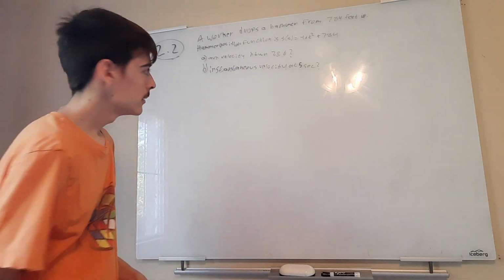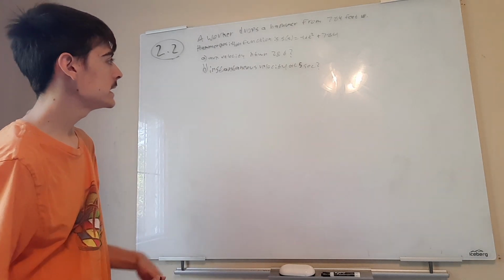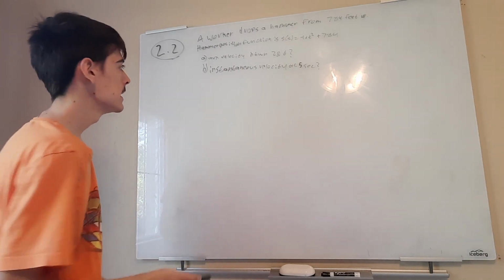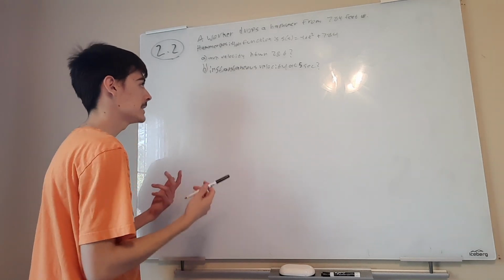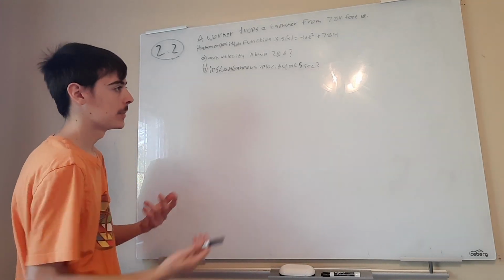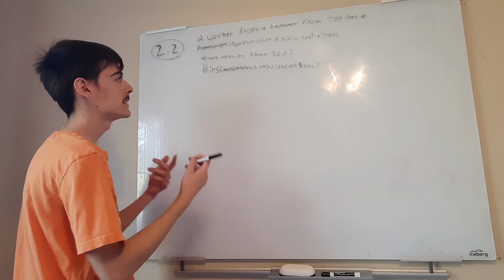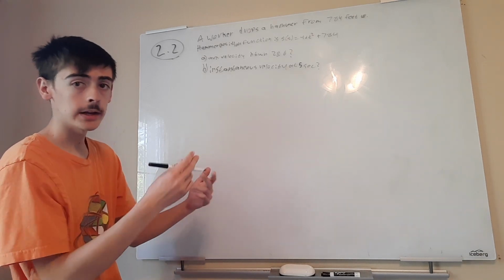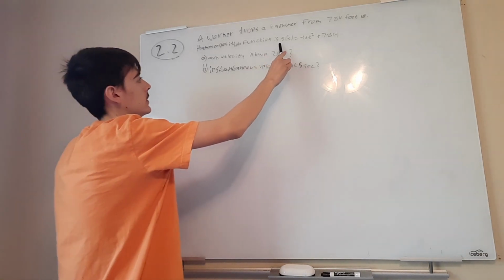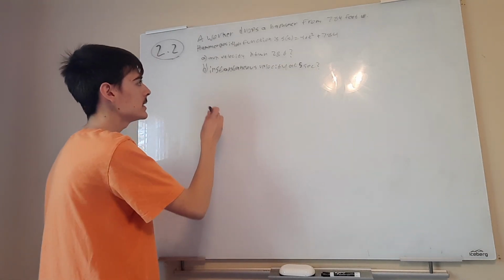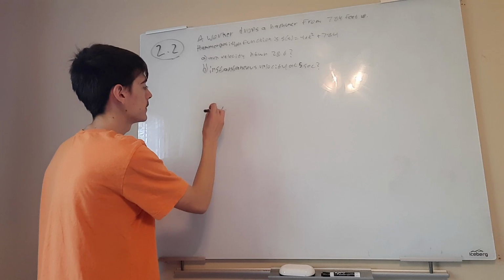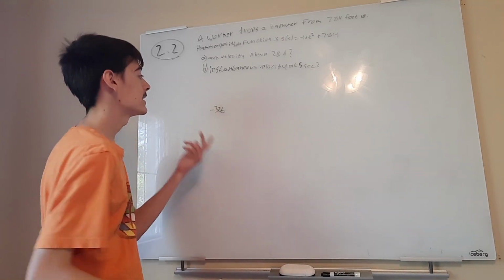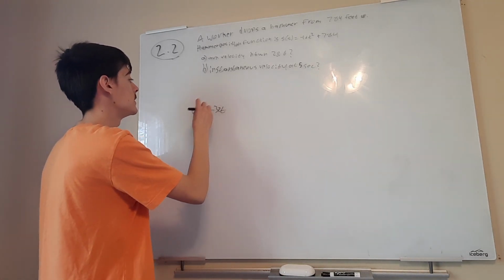Okay, now part B. Part B asks us what's the instantaneous velocity at 5 seconds. Now this one is a bit different. This one wants instantaneous velocity. Remember, for instantaneous velocity, we want to find the velocity function and then plug in our value. So taking the derivative of S of t, we are going to get negative 32t. That's v of t.